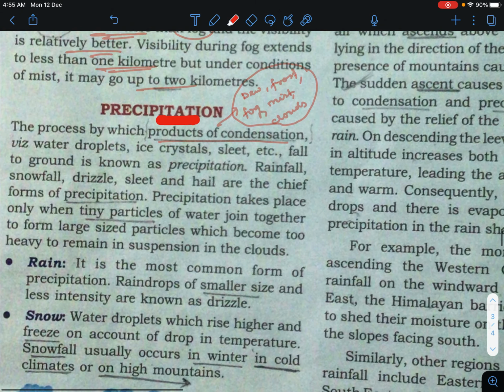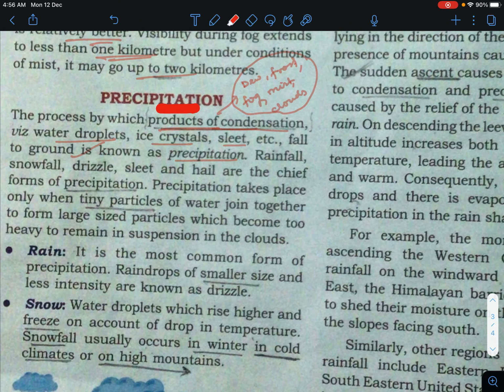The process by which the products of condensation, such as water droplets, ice crystals, sleet, etc., fall to the ground is known as precipitation. You have to remember that after condensation of water, the release of moisture into the atmosphere is known as precipitation. Once again, the process by which the products of condensation, water droplets, ice crystals, sleet, etc., fall to the ground is known as precipitation.